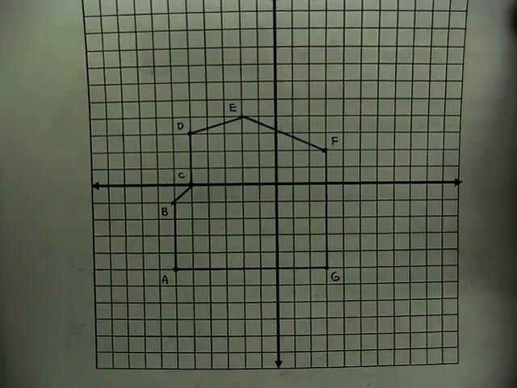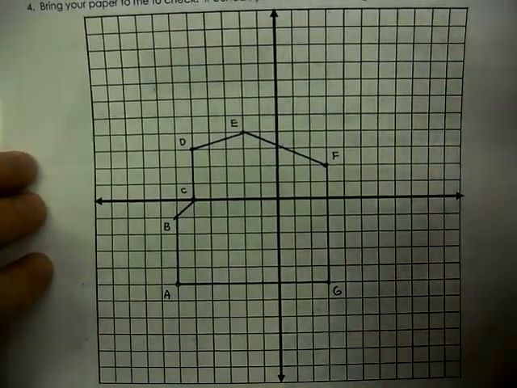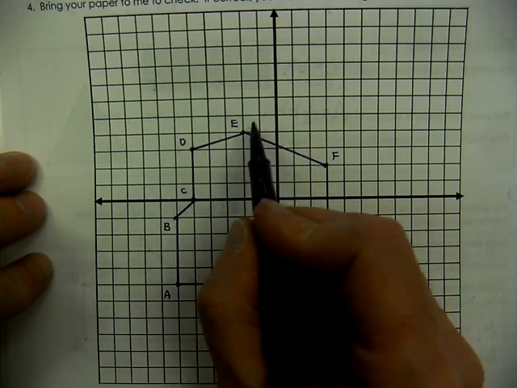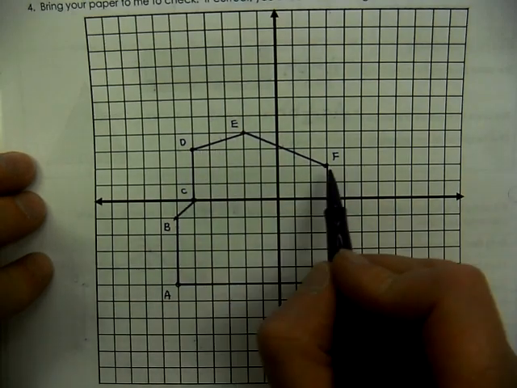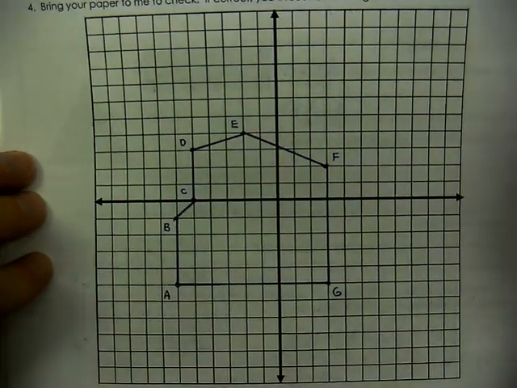Now I need to give you a couple of strategies. For example, we have this slanted line. We have this slanted line. But point D and point F are not on the same horizontal. So we have to be very careful with how we divide this up.